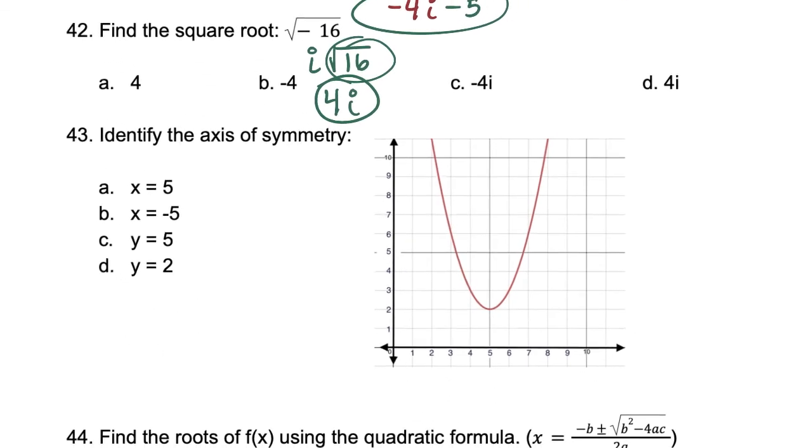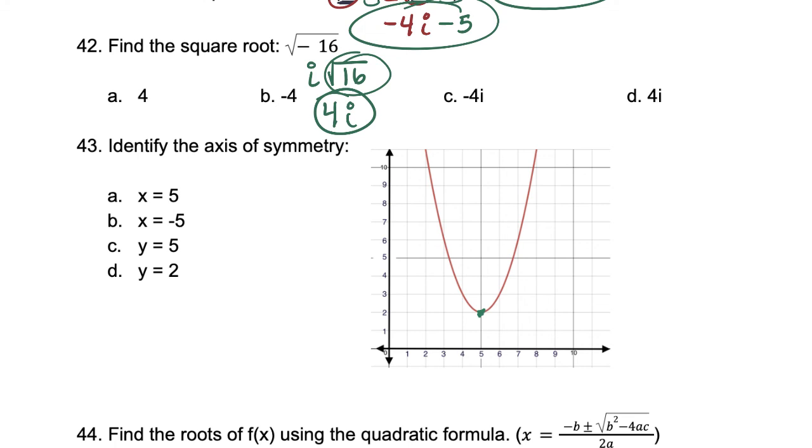43, identify the axis of symmetry. Well, there's your parabola. Axis goes right through it, so that's x equals 5. That's A.